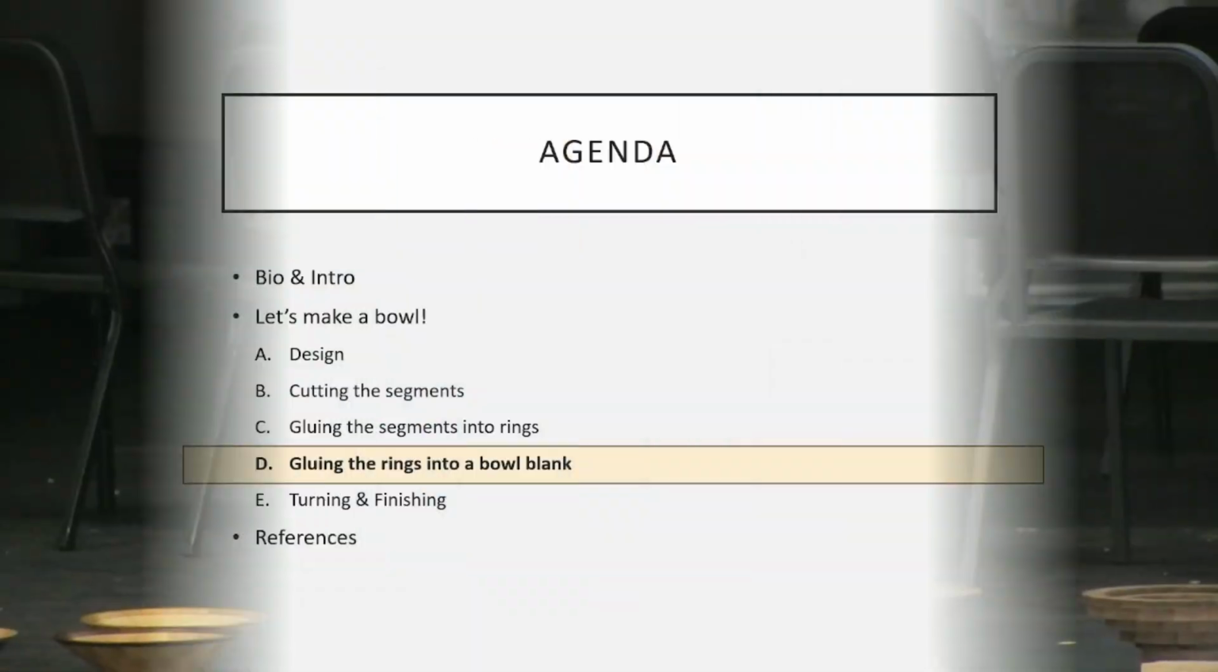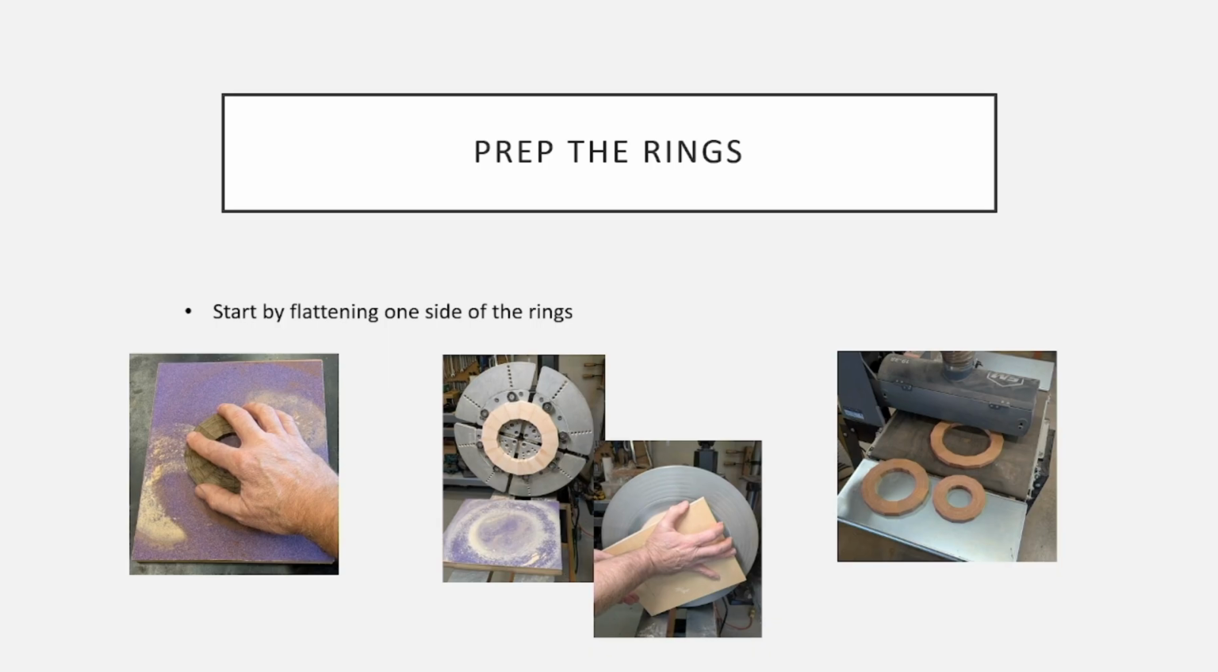And I skipped a step. Before you glue these on, this is where I should go back to my presentation. The first thing you want to do is flatten one side of your rings and make sure that they are dead flat. If they're not dead flat, you'll get gaps between the rings, and you don't want the gaps. Not only doesn't it look good, but it can be exciting to turn.